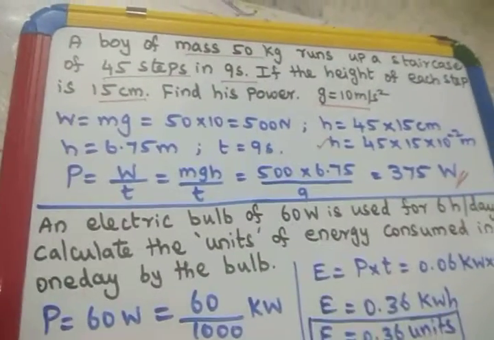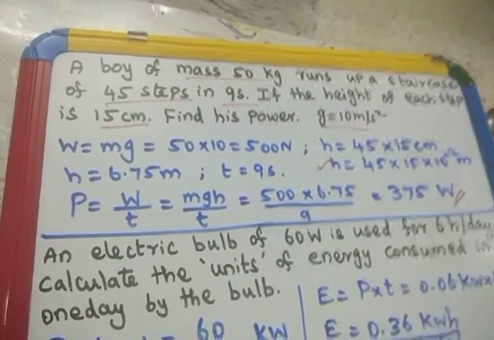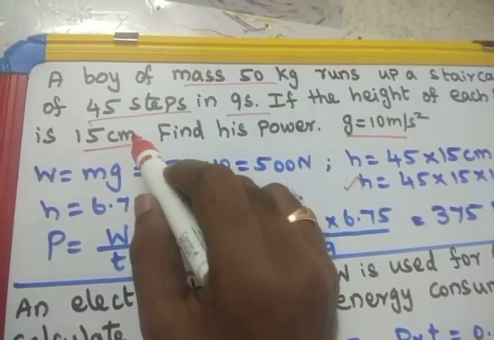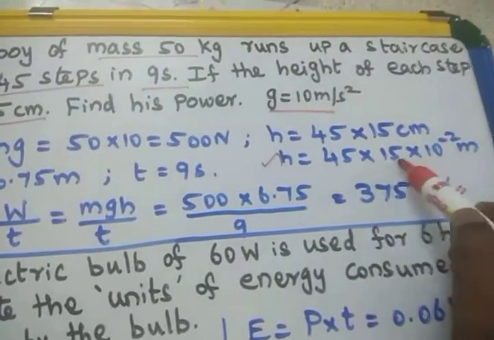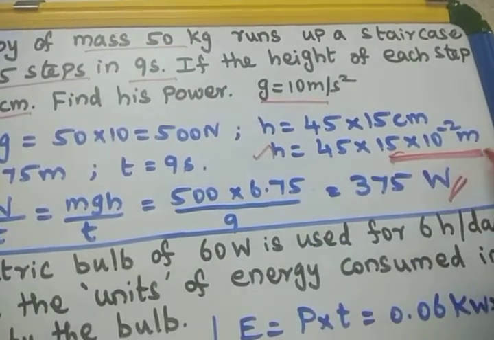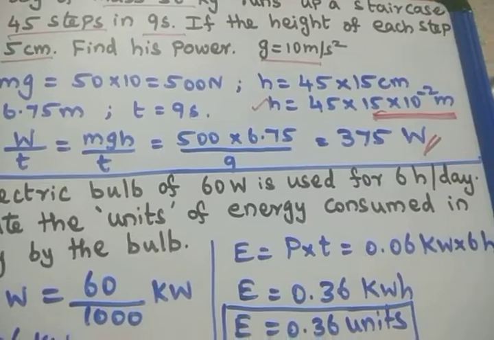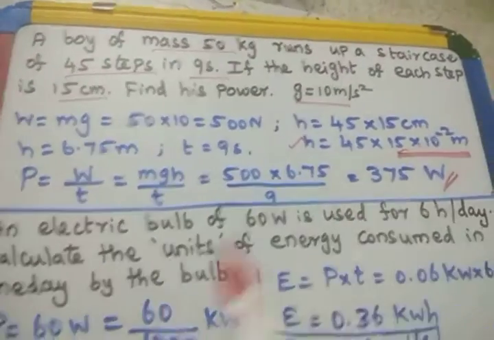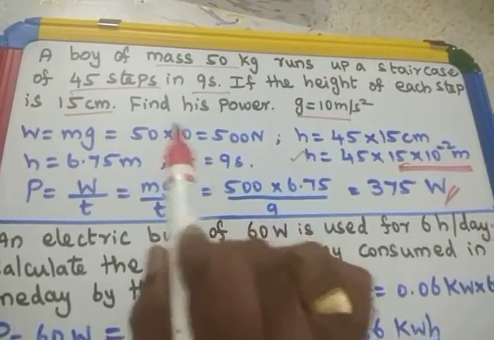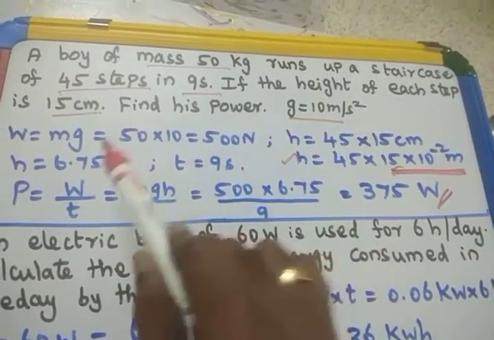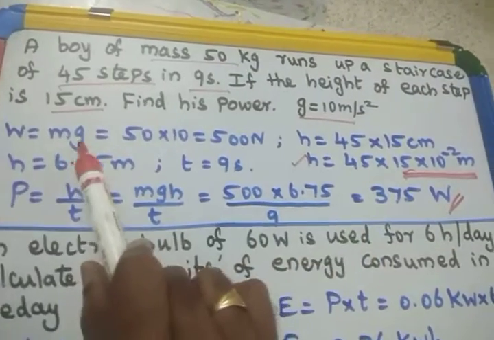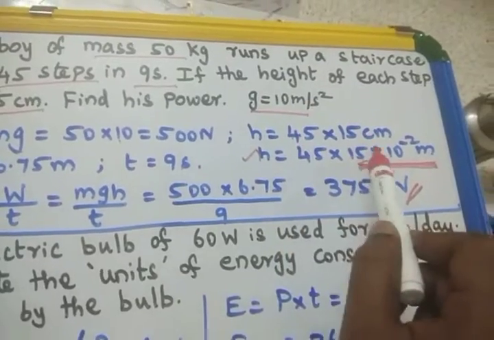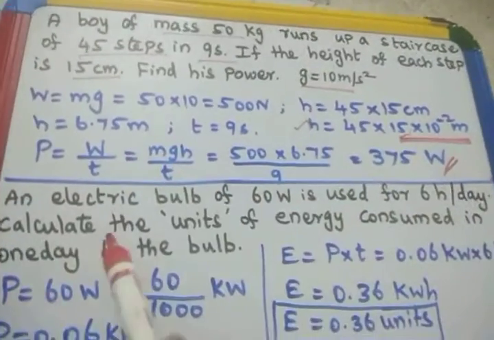So it is a simple, direct question. You only have to think about the total height. Each step is 15 centimeter, so you have to convert centimeter into meter. Always we should solve the problem in SI units. The SI unit of height is meter, so we have to convert centimeter into meter. The only extra things are that weight is not given, so we have to find the weight, and height is not given directly, so we have to find that. Then you have to find the power value.